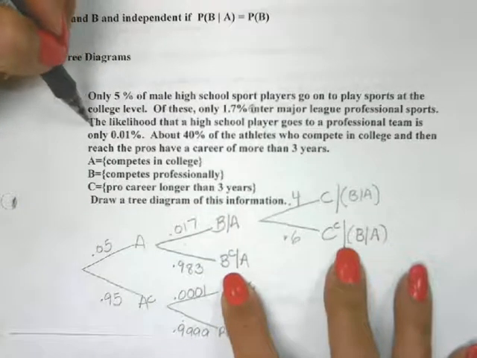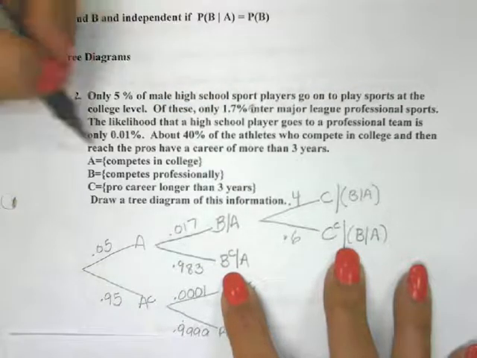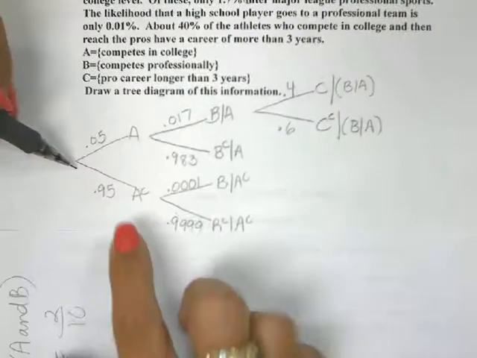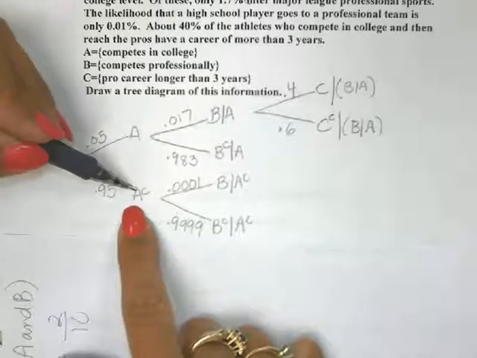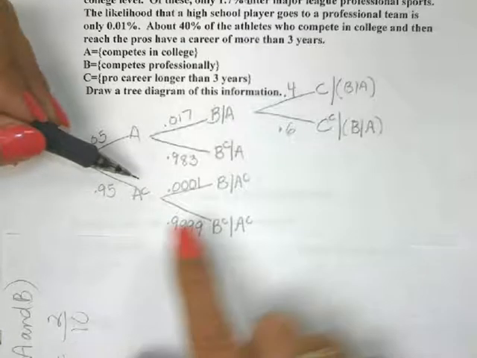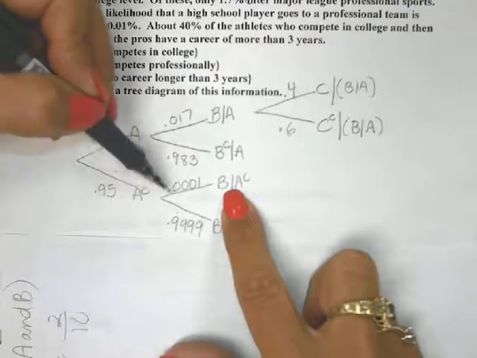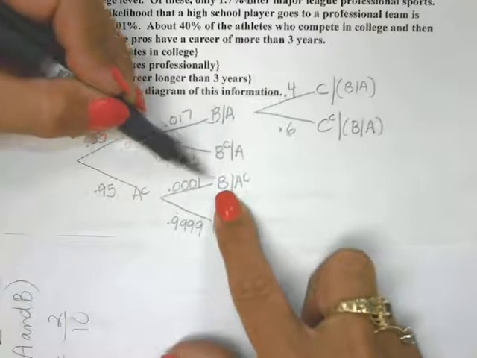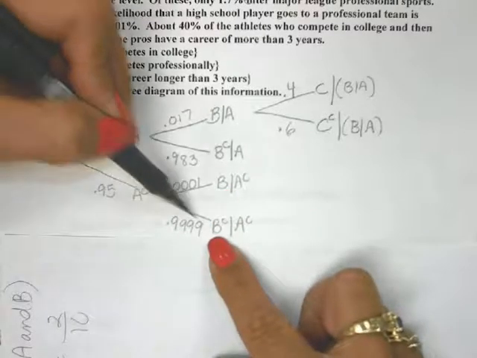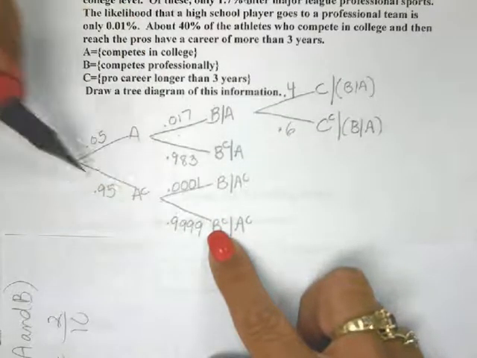The likelihood that a high school player goes to a professional team is only 0.01%. So if you are on this route where you're not competing in college, it's very unlikely that you're actually going to be playing at the major leagues, like a LeBron James. So you didn't go to college and compete in sports, and you didn't play professionally. Most people are on this part of the tree.